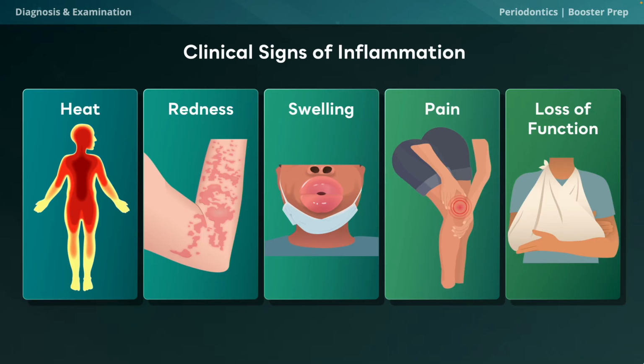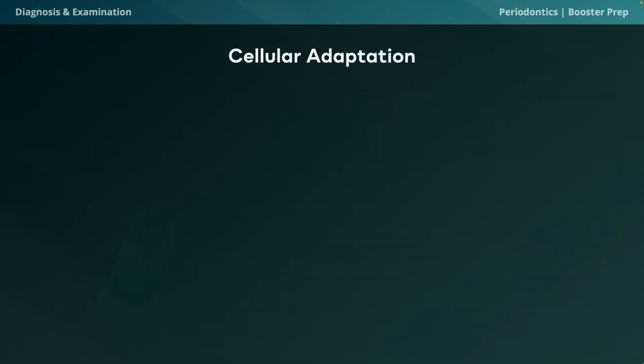I also want to quickly touch on cellular adaptation, which is just a fancy way of discussing how cells respond to various physiological and pathological stimuli. Common adaptive responses include hypertrophy, hyperplasia, and atrophy.